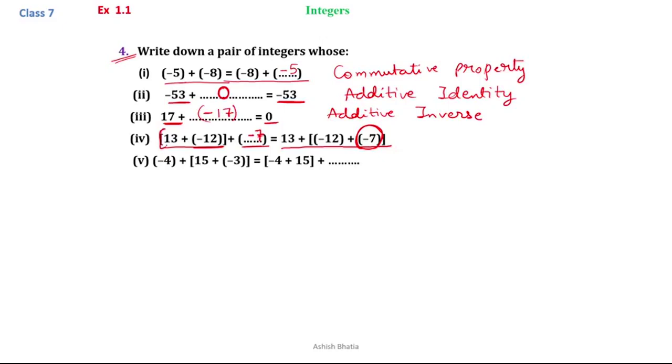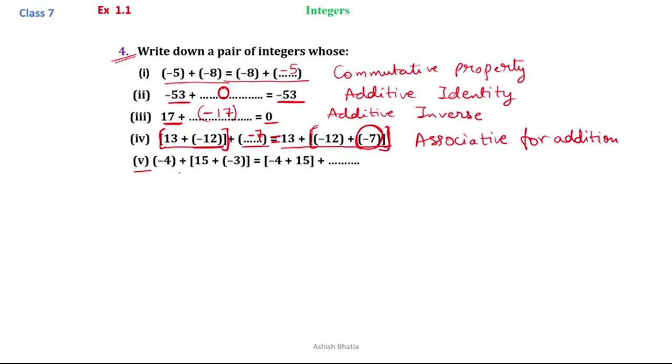And as we can see, there is a square bracket here on the first two integers, and here the square bracket is on the second two integers, and the results are equal. So this shows the associative property in integers, associative property for addition. So that means addition is associative in integers.